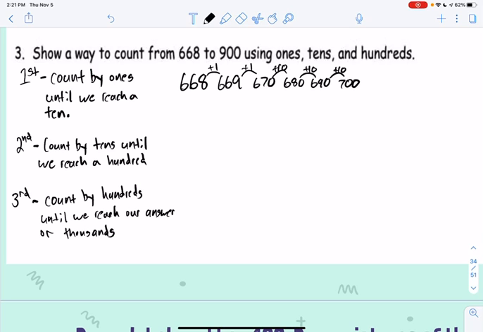Count by hundreds until we reach our answer or thousands. And just a sidebar, this third condition is inaccurate if we have a number that isn't exactly 100. And the conditions can actually repeat, which I will show in another lesson. All right, so we're going to go up by hundreds until we reach our answer. So go up by 100 and go up by 100. Perfect. So we reach 900 by counting up using ones, tens, and hundreds.